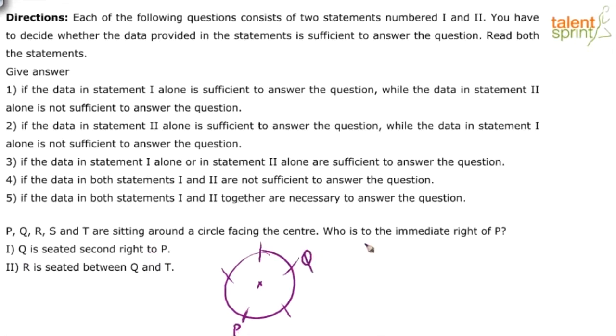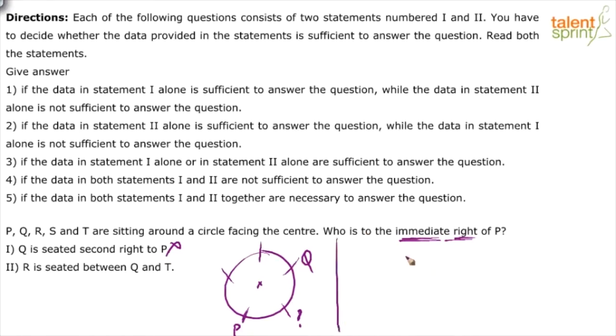What do we have to find out? Who is to the immediate right of P? What is the immediate right position of P? This. So basically, we have to find out who comes in this place, right? We have to find out what this question mark is. From statement 1, it is not sufficient. You cannot get the answer, because statement 1 only tells us that Q is second to the right of P. But who comes in between is not known. So statement 1 fails. Go for statement 2.